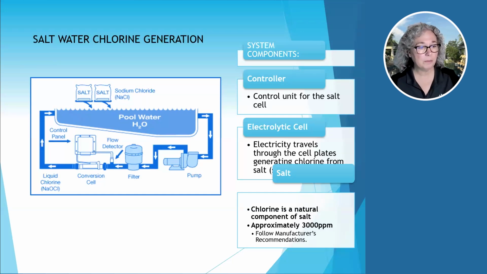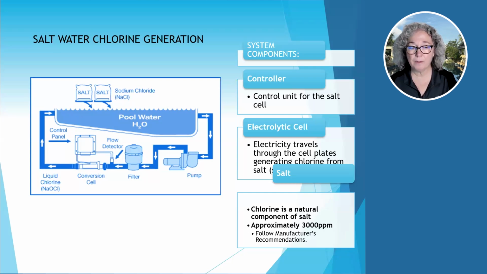So you put the salt in the pool water, and it goes through the system, and then you have the salt chlorine generator. So you have the controller unit for the salt cell. You have the electricity that flows through the salt platelets, and then when the salt goes through there, it makes chlorine. Chlorine is a natural component of salt, and typically on most salt chlorine generators, you need about 3,000 parts per million to have the chlorine be produced.